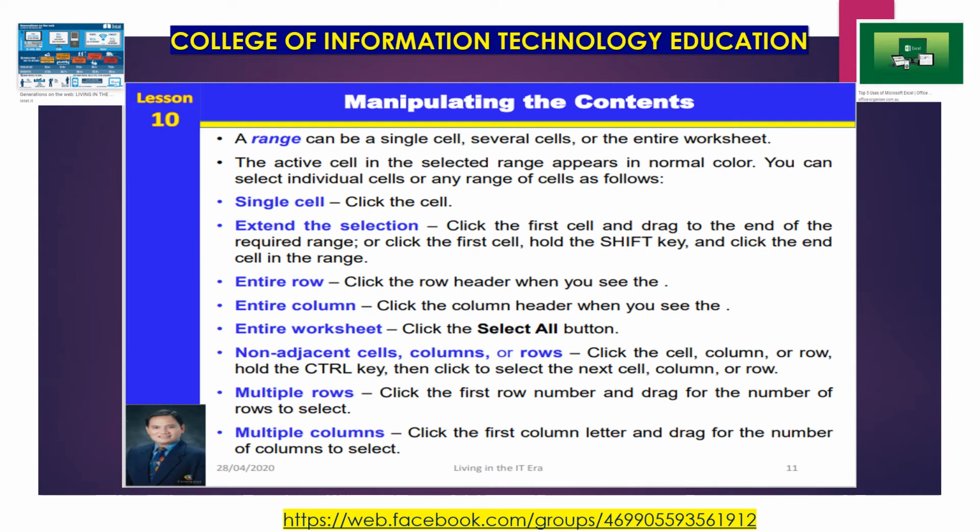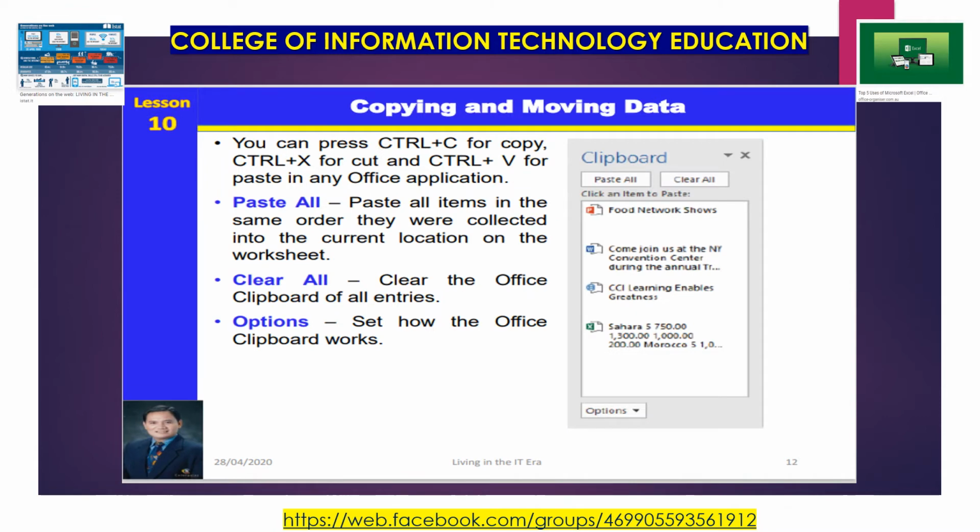Manipulating the content. We have a range, a single cell, extending the selection, the entire row, entire column, entire worksheet, non-adjacent cells, columns, or rows, multiple rows, multiple columns. How to copy and move data: you can press Ctrl+C for copy, Ctrl+X for cut, and Ctrl+V for paste in any Office application. Then after that, you have Paste All, Clear All, and Options.